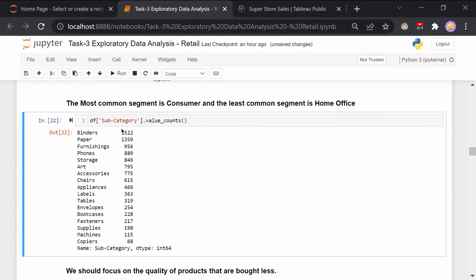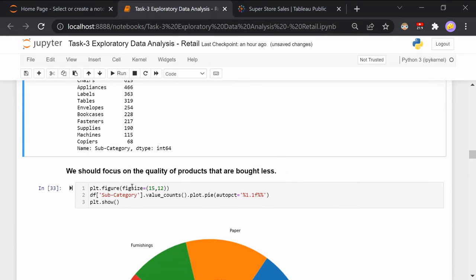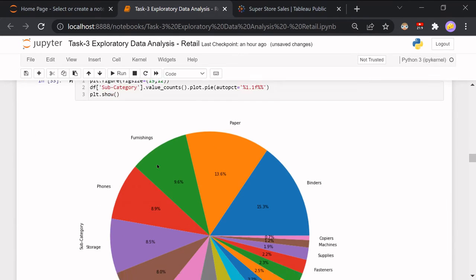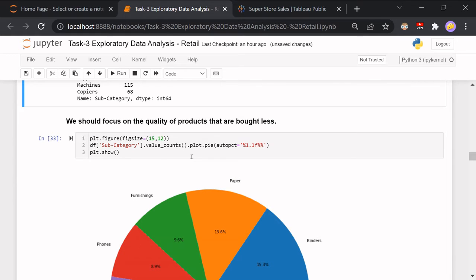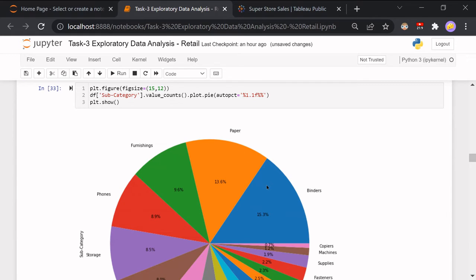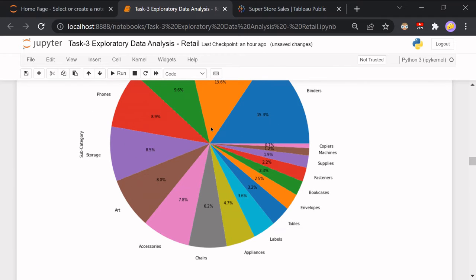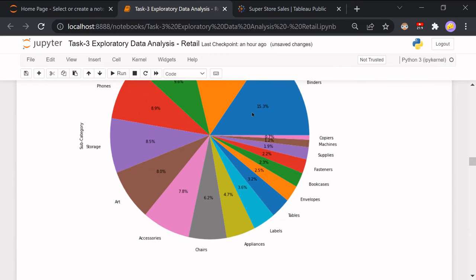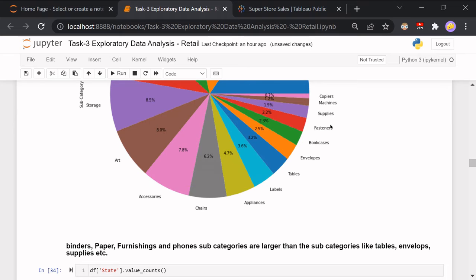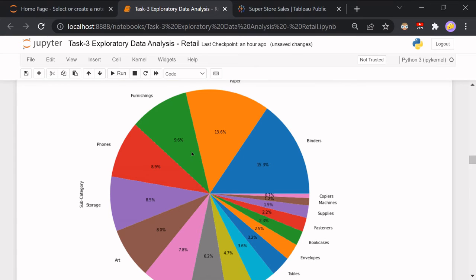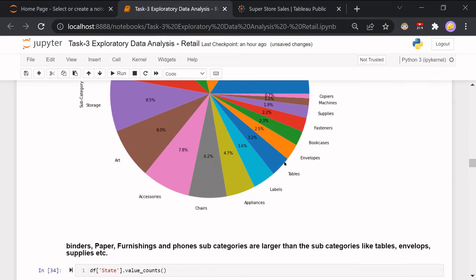In the next cell, what I'm doing is that I am creating a pie chart. In this pie chart, the categories have been shown in the data set, and as you can see, binders, papers, furnishings, phones, these are the larger subcategories that have most of the data points, and the copier machine supplies fasteners, bookcases. These are very less as compared to these other categories. So what we can do here is that we should focus on these categories so that we can also create profit from these.